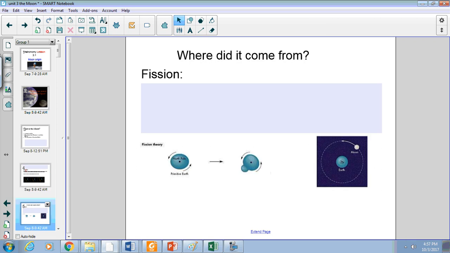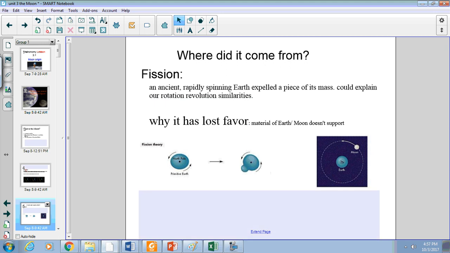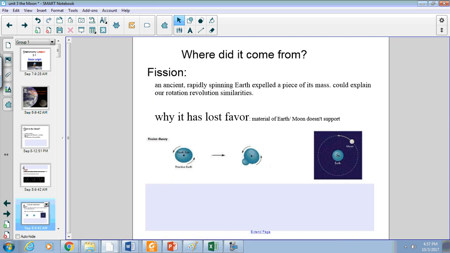All right, this is a cool idea. Let's take a look at how this works. So Earth, when it was young, was spinning so rapidly that it actually expelled a piece of mass, which would explain why the Earth and the moon have similar rotations and revolution. It also could explain some of the makeup of where the moon might have come from.